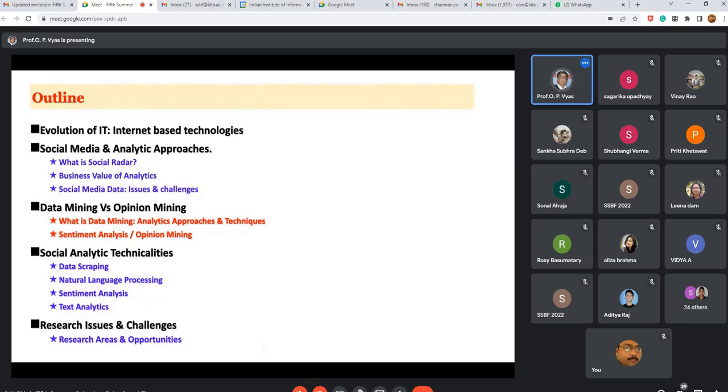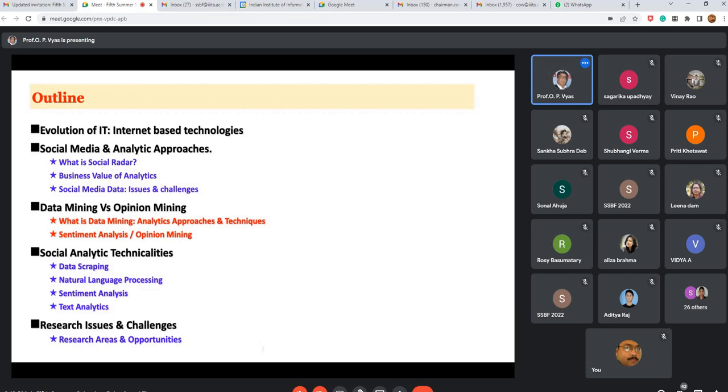Then I will very quickly connect you to the area of data mining, which is a very popular terminology. Many of you might know it already, but I will give you a formal definition and connect it with a very important term, to which I'll be giving a lot of time, opinion mining. The 4th major topic will be social analytic technicalities, and I will briefly tell you what these terms are associated with.